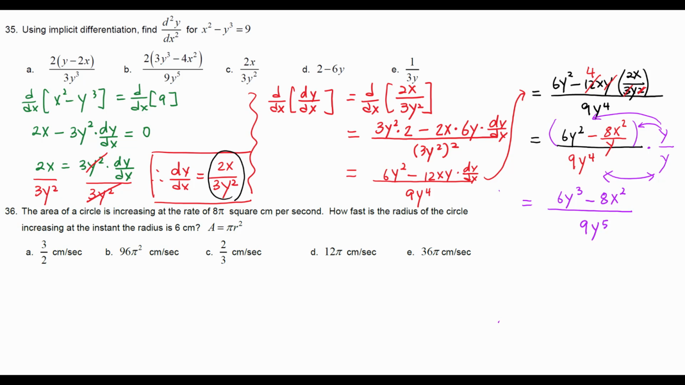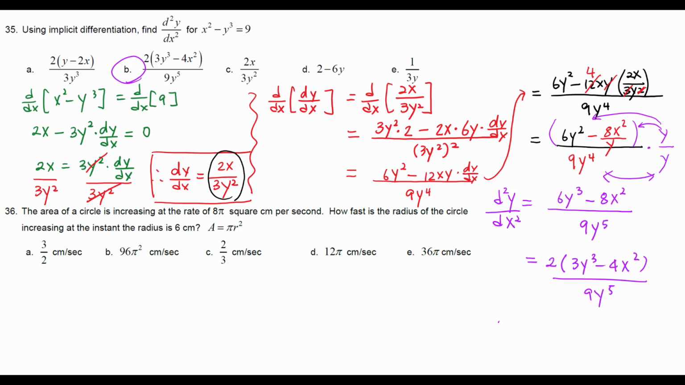And that would be your d squared y over dx squared. And I don't see that in your multiple choice, so you need to factor out the 2 from the numerator. And if you do, you get 3y cubed minus 4x squared over 9y to the fifth. The answer is B.